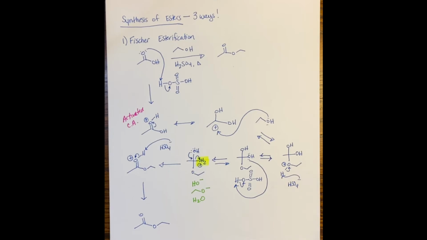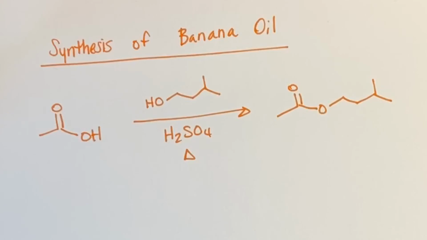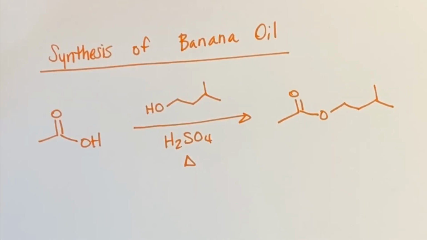So overall in this reaction, the products that I made are this ester, and I also made a molecule of water when my tetrahedral intermediate collapsed. So in the lab, you made banana oil. You took acetic acid in the presence of isoamyl alcohol, sulfuric acid, and heat, and you made banana oil.